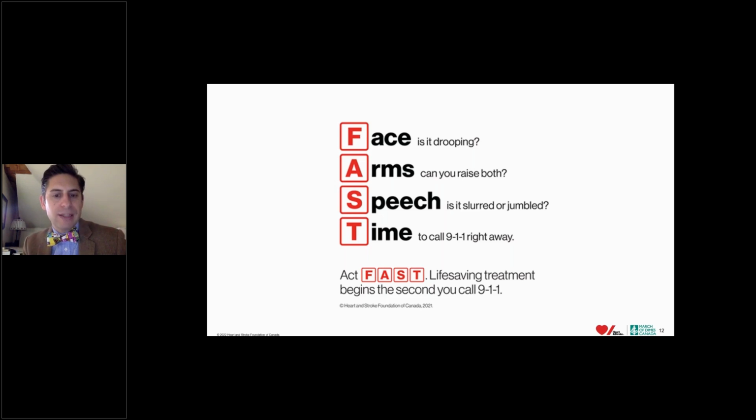How do you do that? Well, this acronym has been developed through the Heart and Stroke Foundation and is highly effective as something for all of us to use in our day-to-day lives when we're looking to identify the signs and symptoms of stroke. Face. Is it drooping? Do you see your loved one or friend or family member with a drooping face? Arms. Are they having trouble raising their arms? Speech. Are they having trouble speaking? Is it slurred or jumbled? And if you see any of those features, then it's time to call 911 right away. That is the FAST algorithm.